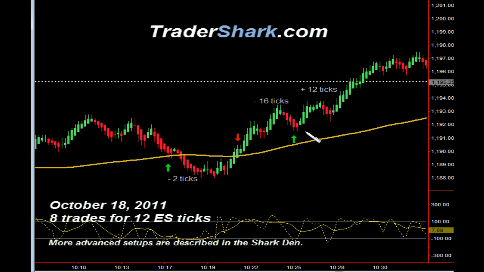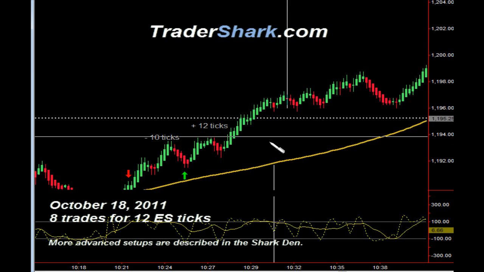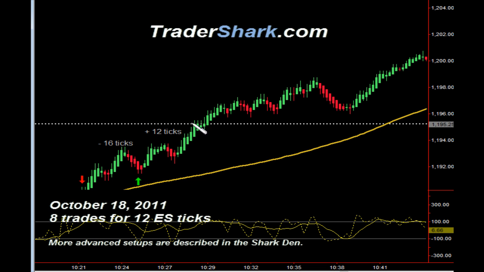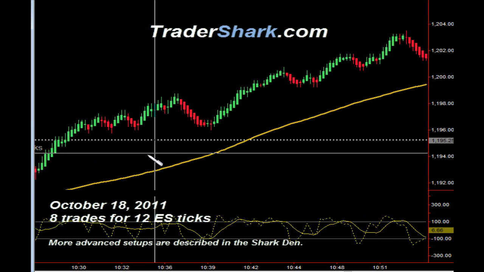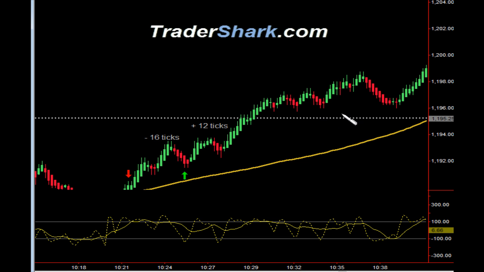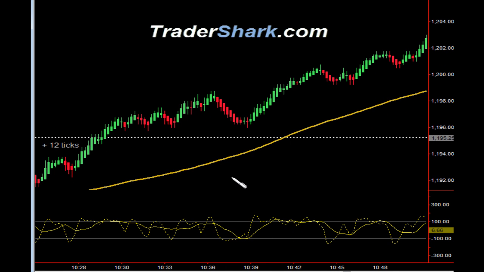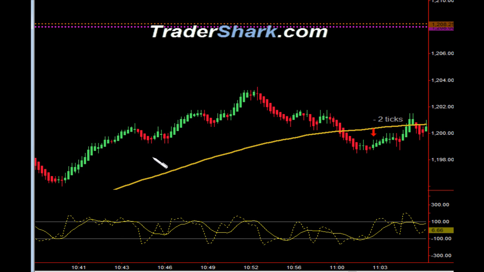Shortly thereafter, we had an opportunity to get long. Target 1 and target 2 were hit for a total of 12 ticks. Found resistance here at the opening price, blew through it relatively easy. At 10 o'clock, the housing market index was higher than expected, and that gave fuel to the market to push to the upside. We stayed above our moving average.